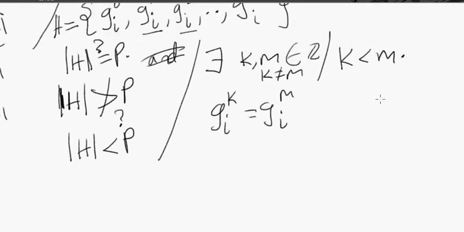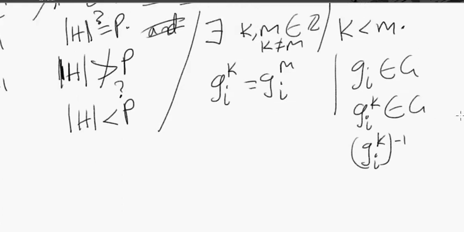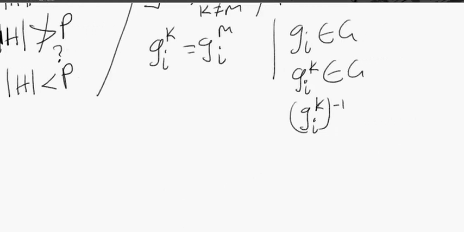Well, g sub i is an element of G. Is g sub i to the k also an element of G? Given that G is closed, can we conclude the following? If g sub i to the k is an element of G, does it mean that g sub i to the k inverse exists? Given that G is a group, one of the qualities is that every element has an inverse. If g sub i to the k is an element of G, can we then conclude that g sub i to the k inverse exists? Now, is g sub i to the k inverse the same as g sub i to the minus k?